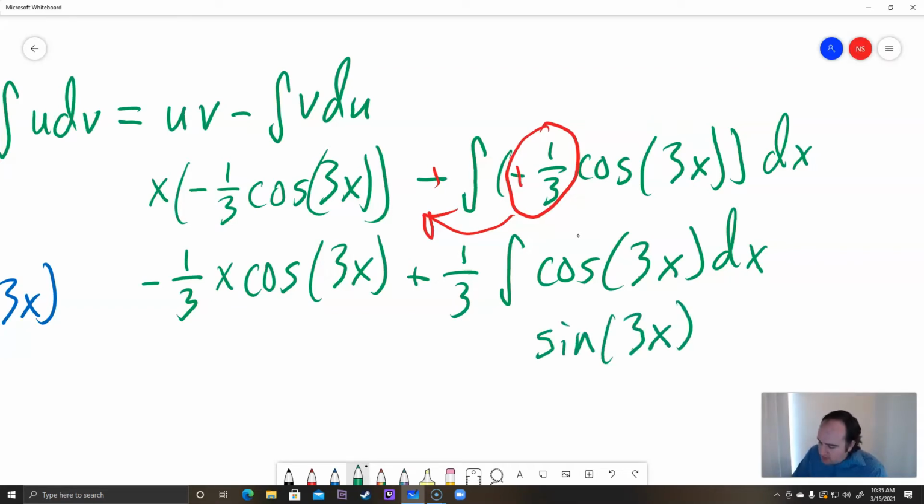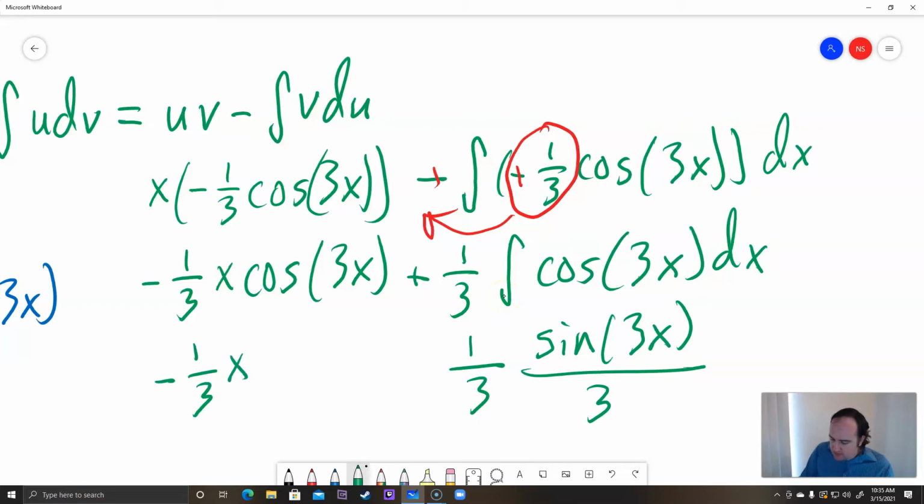But then remember, you end up dividing by the coefficient. So we're going to end up dividing by 3. So we have 1/3 times sine of 3x over 3 for this integral here. And then we still have also all of this. So we still have negative 1/3 x cosine of 3x over here.